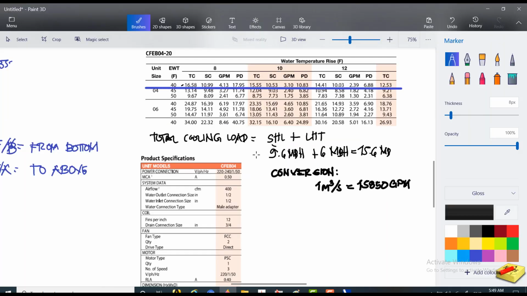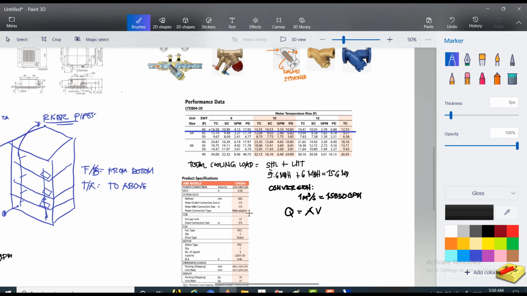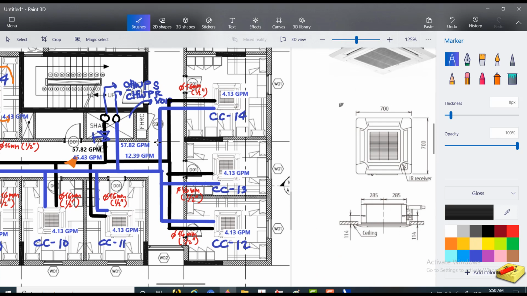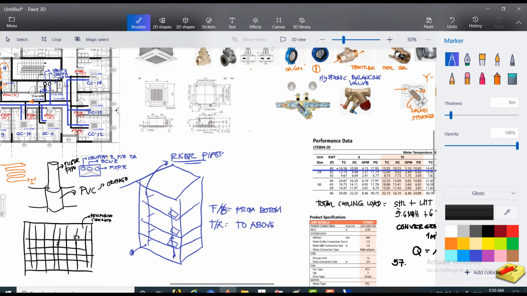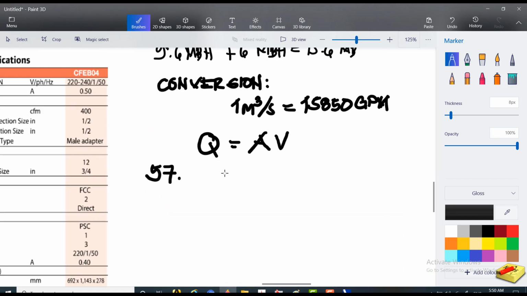Going back again to the continuity equation to compute the size of the pipe, we have your Q, which is area times velocity. Now for the volume flow rate, we have the conversion, and that is 57.82. So we have the volume flow rate of 57.82.